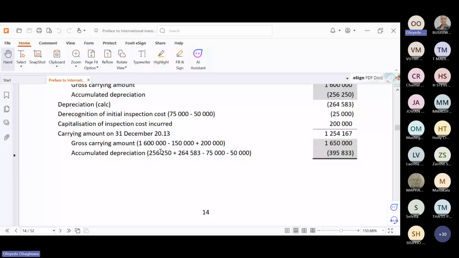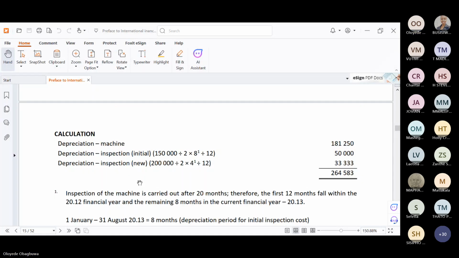Okay, let's look at the calculation we have. Now, the depreciation, we want to look at the depreciation for the year. The depreciation for the machine itself is 181,250. That is the depreciation for the year, the one we have calculated. Now, the depreciation for the inspection.